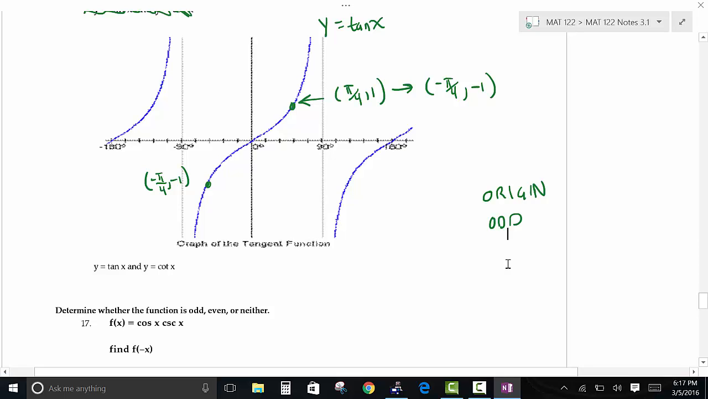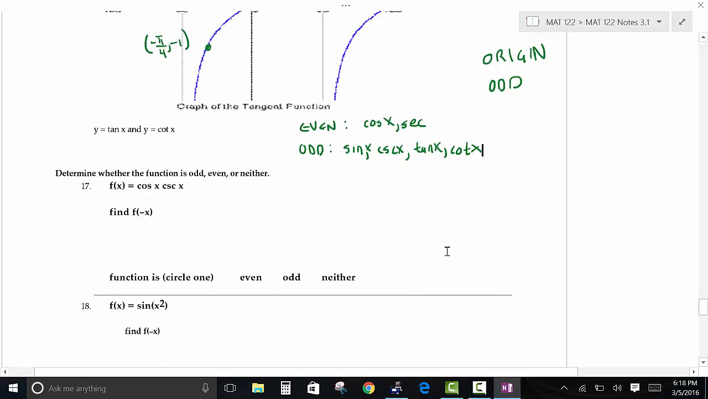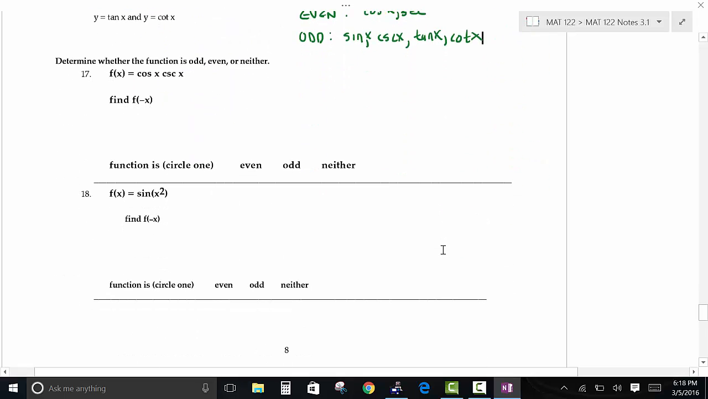Okay, all right, so to summarize, what you want to remember is the even functions are the cosine and the secant, and the odd functions are the rest of them, which would be the sine, the cosecant, the tangent, and the cotangent. So those are all of your trig functions, and that's how they work out. Okay, so we're going to work a little bit now with determining if functions that are algebraically put together are odd or even based on what we know.